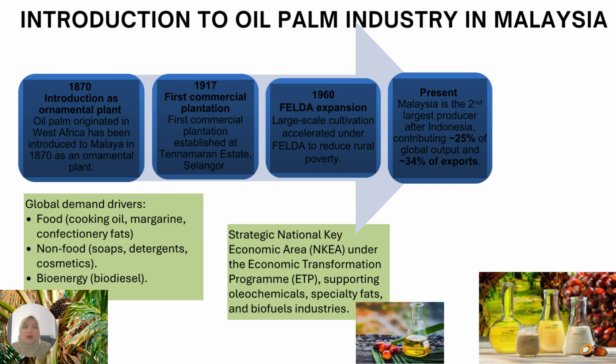Okay, let's go to our topic. Now we go for the introduction to the palm oil industry in Malaysia. Oil palm was introduced to Malaysia from West Africa and expanded commercially in the 1960s. Today, Malaysia is the second largest producer globally, and palm oil supports the food, oleochemical, and biofuel industries, making it a key agricultural sector.